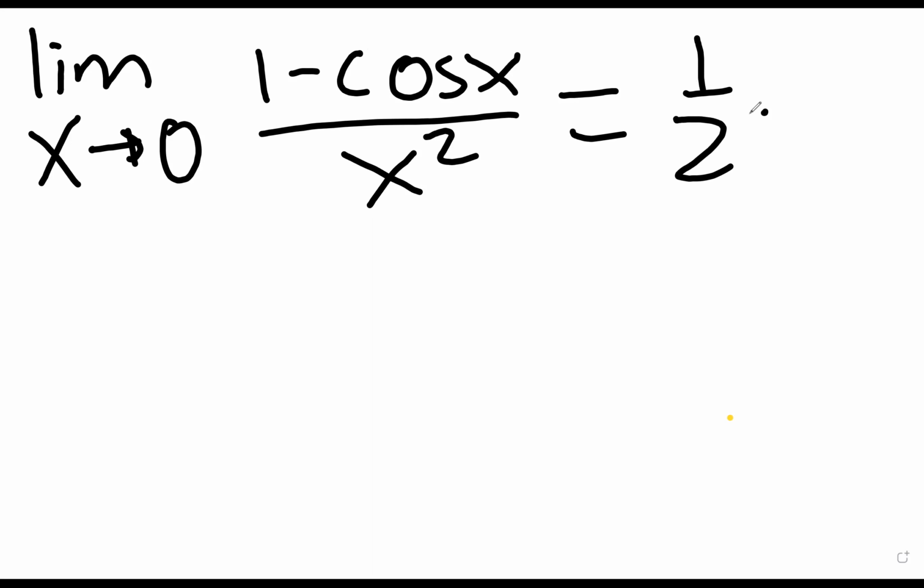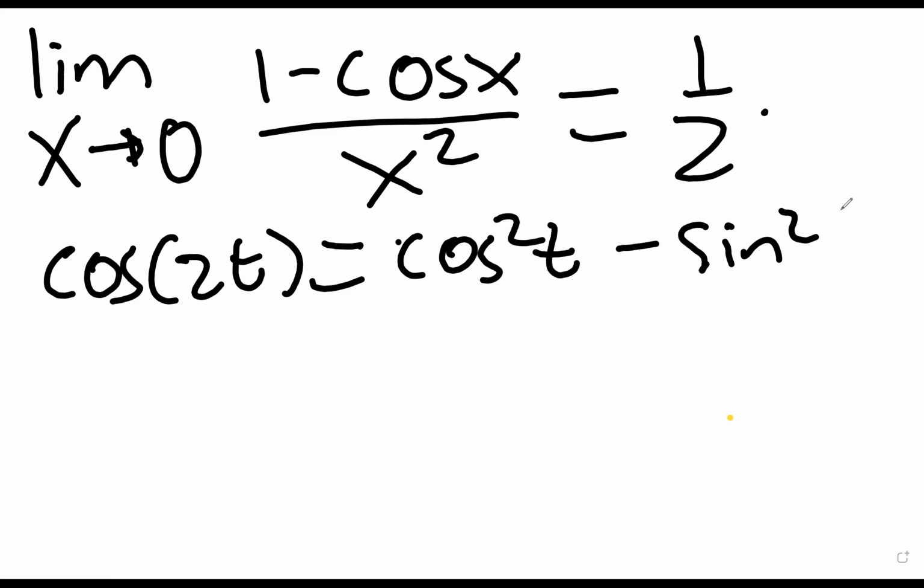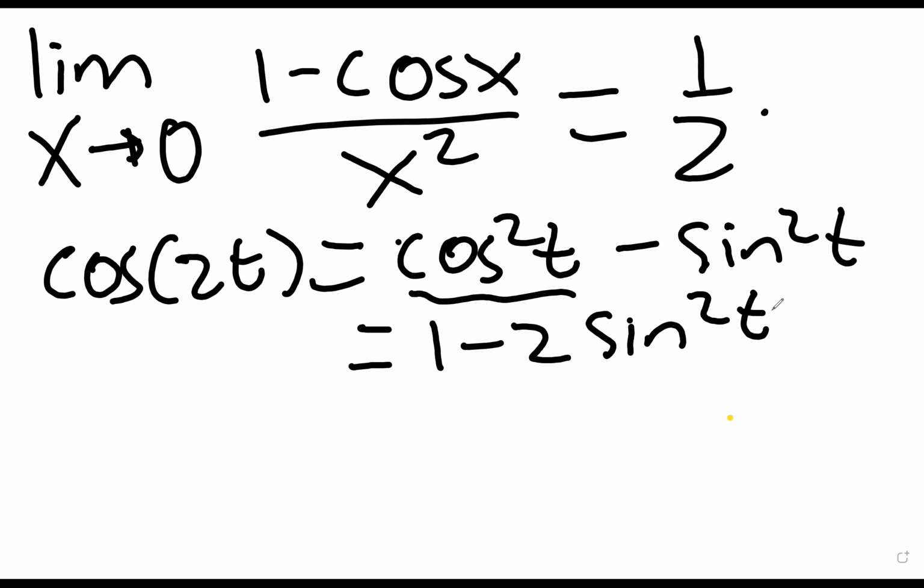And in this case, the idea is that we use the trigonometric identity for double angle. Recall that if I use the symbol t, cosine of 2t equals cosine squared of t minus sine squared of t. Of course, I can replace cosine squared of t by 1 minus sine squared of t, so that I will have 1 minus 2 sine squared of t.